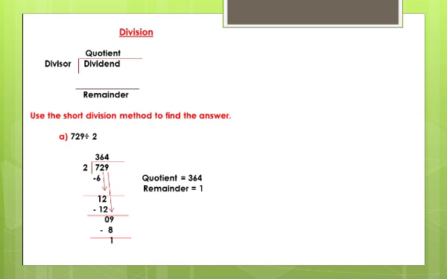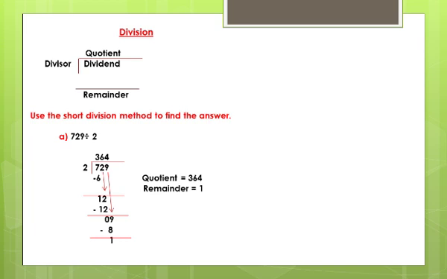Now we are going to learn to divide by a one digit number. For that, first we have to know what to call each part of a division problem. Here I am going to show you the dividend, divisor, quotient and remainder. The dividend is the number that is going to be divided. The divisor is the number that the dividend is divided by. The quotient is the result of the division problem. The remainder is the leftover quantity.